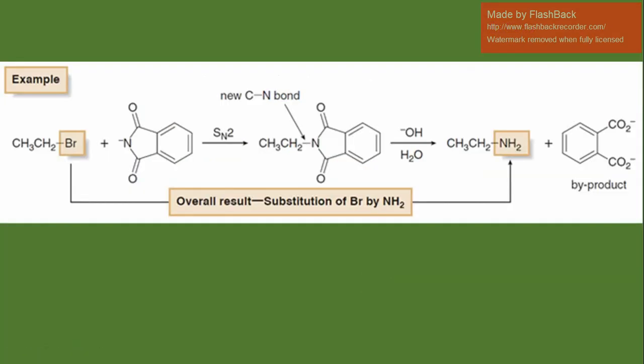And here is another example for Gabriel phthalimide synthesis, and you can see a primary alkyl halide is treated with potassium phthalimide. After a SN2 reaction you get N-ethyl phthalimide, which on base catalyzed hydrolysis we end with ethylamine, and the overall reaction is the replacement of one nucleophile by another nucleophile. Bromide is replaced by an amino group.